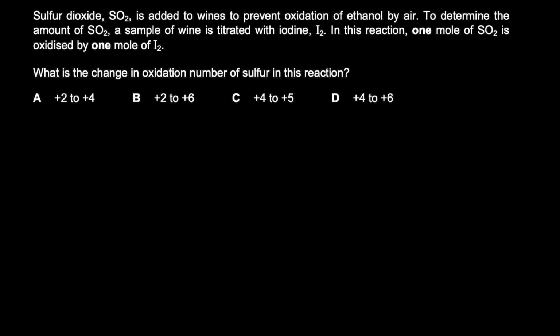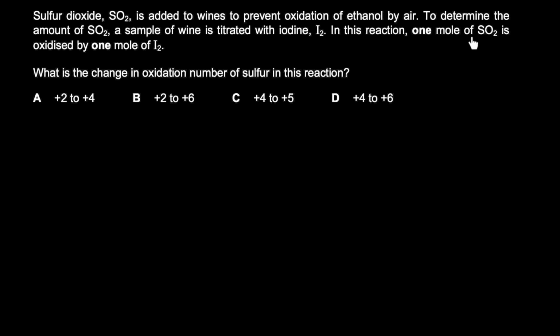Sulfur dioxide is added to wines to prevent oxidation of ethanol by air. To determine the amount of SO2, a sample of wine is titrated with iodine. In this reaction, 1 mole of SO2 is oxidized by 1 mole of I2. What is the change in oxidation number of sulfur in this reaction?